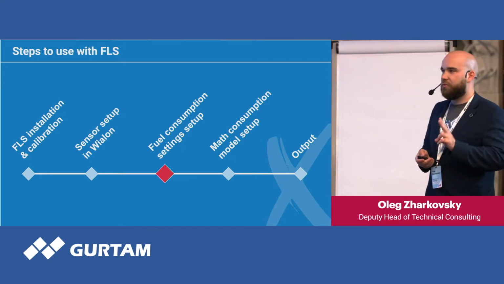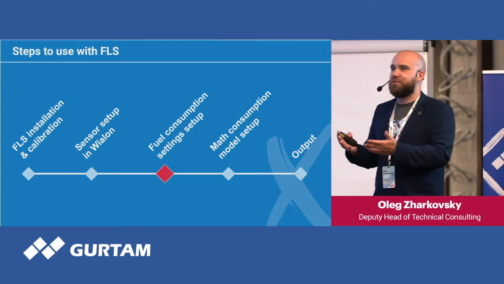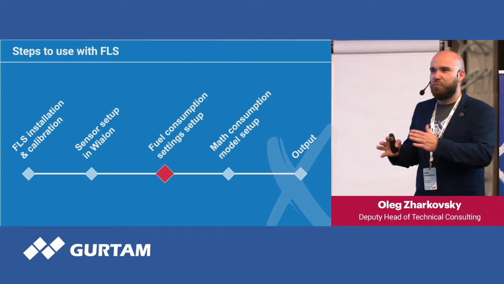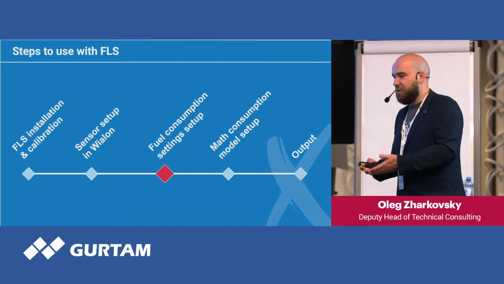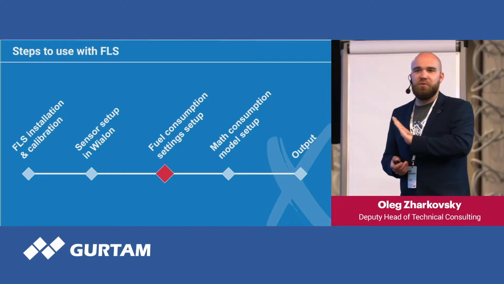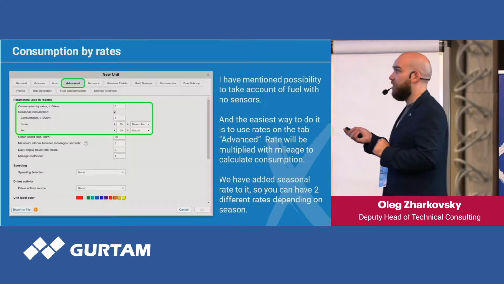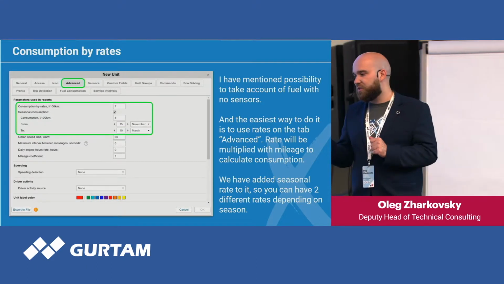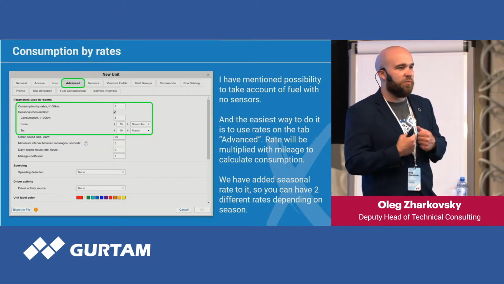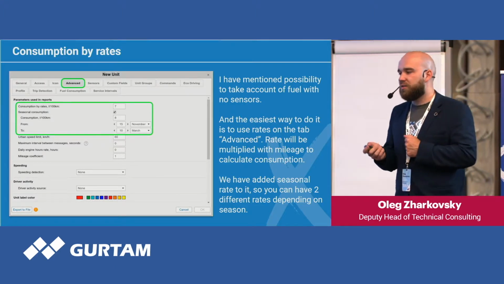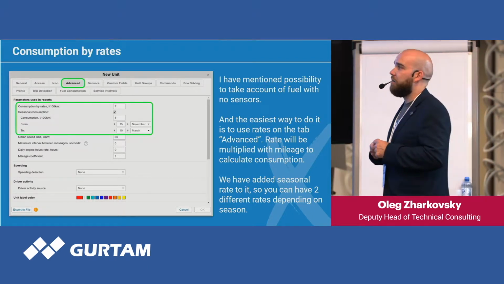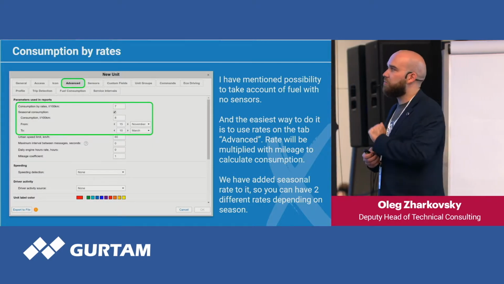I want to mention something that I can call new features, because currently fuel consumption is not a topic that we are diving deep into and adding more features. But at least in the output of the fuel, we can see some new features. Here they are. I have mentioned that there is a way to show you the consumption with the help of rates, without the FLS, without the sensor. You can set up the rate on the Advanced tab in the unit settings. And here you can add the consumption rate.